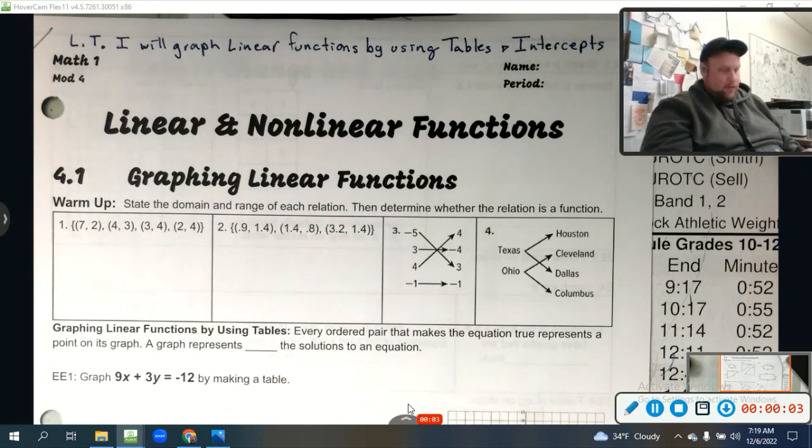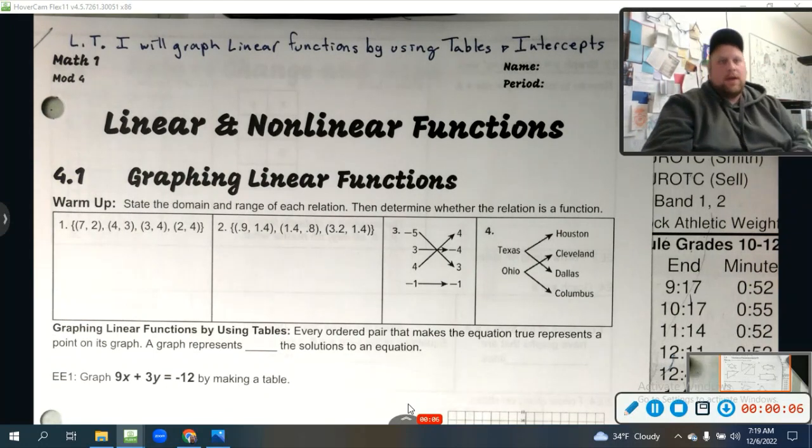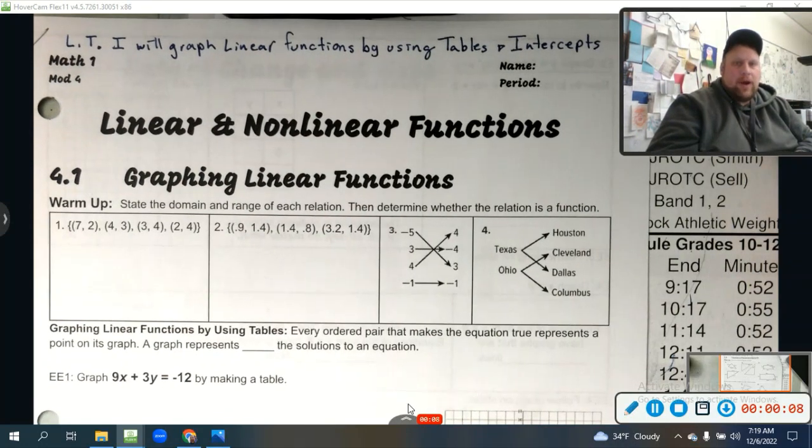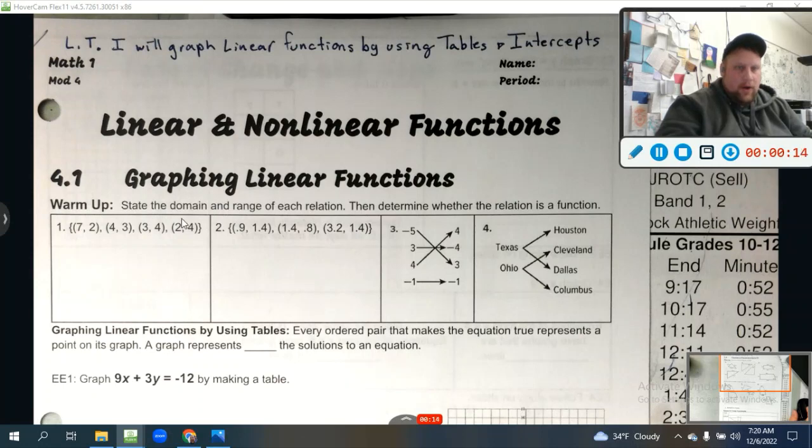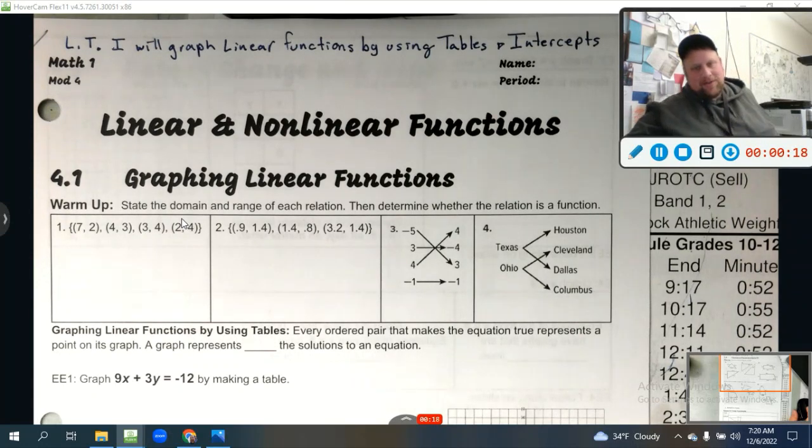All right, this is 4.1, our new module. Learning target: I will graph linear functions by using tables and intercepts. Let's get into this. Write that down and then go ahead and work on the warm-up, which says just state the domain and range of each relation to determine whether the relation is a function.